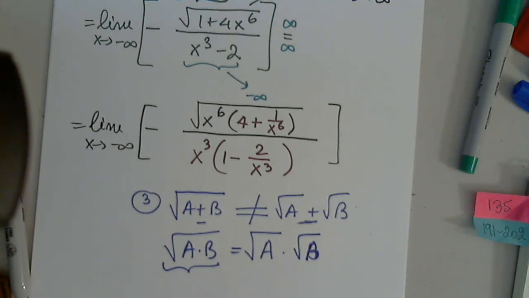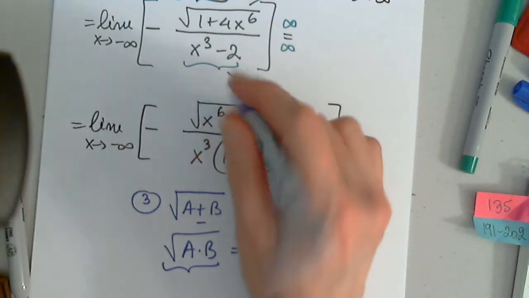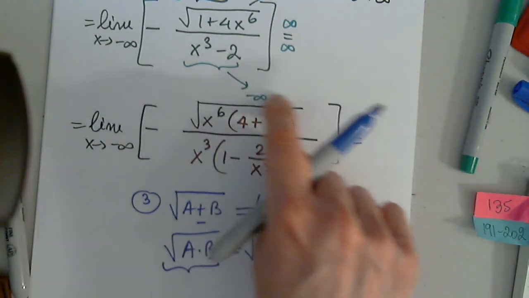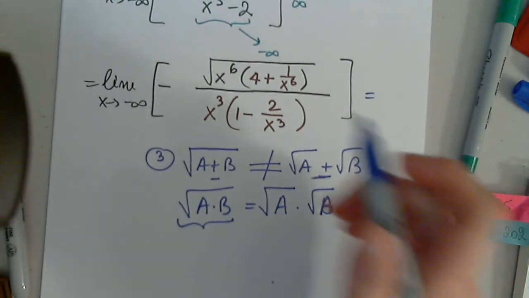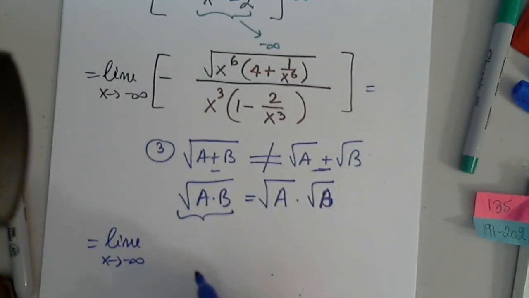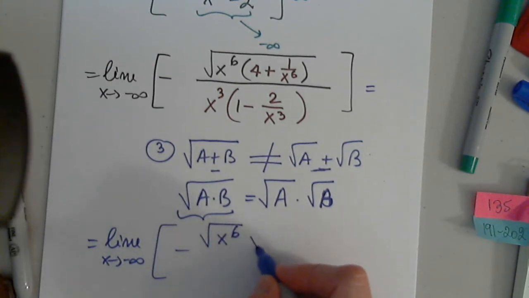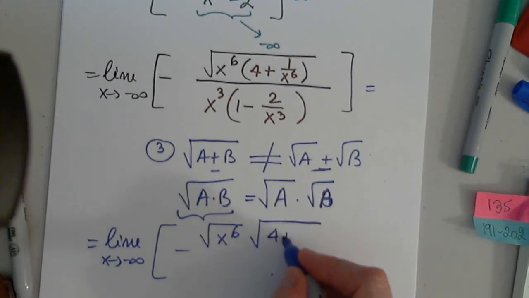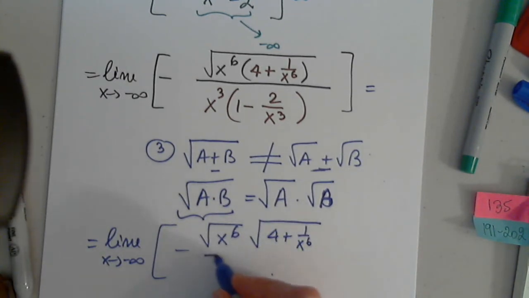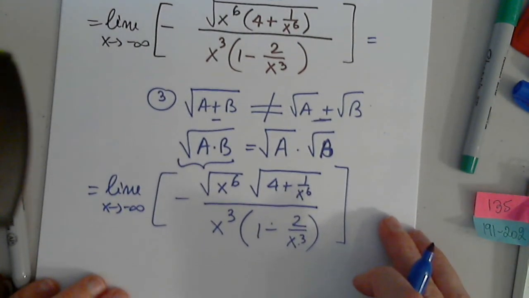So then we have to take the square root from the first quantity and the square root from the second factor. First factor, second factor. So this is limit as x approaches negative infinity, the square root of x to the 6th times the square root of 4 plus 1 over x to the 6th, everything divided by x to the 3rd, in parentheses, 1 minus 2 over x to the 3rd. Any questions so far?